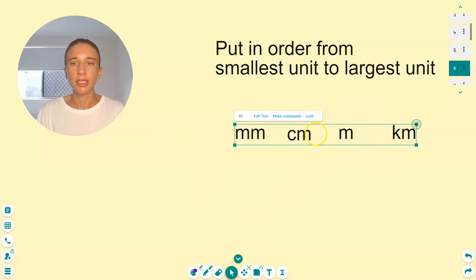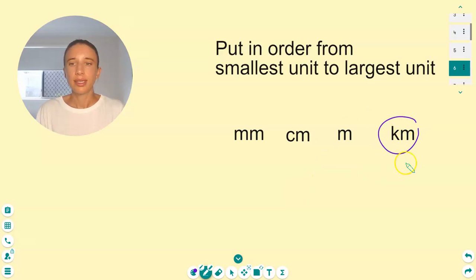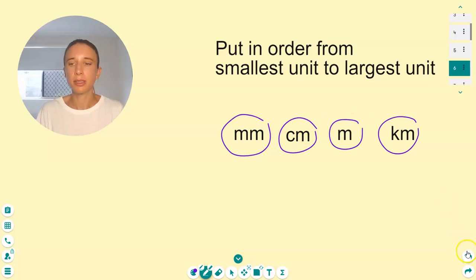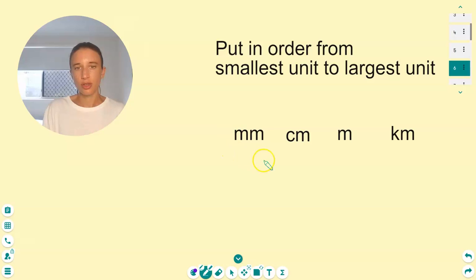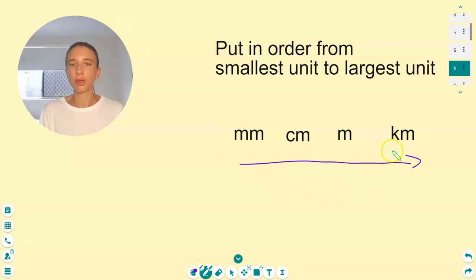So 1 kilometer is much, much bigger than 1 millimeter. A kilometer is bigger than a meter, bigger than a centimeter, bigger than a millimeter. All right, so I want you to remember that that's the order in which they go.